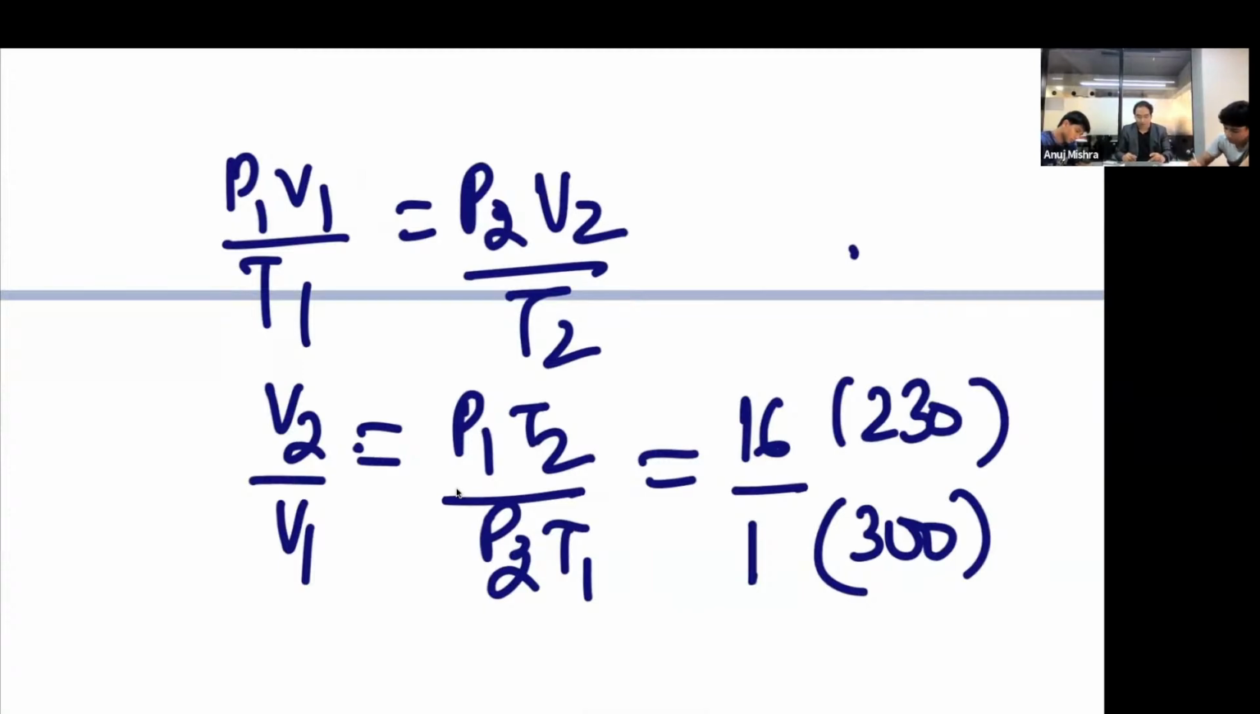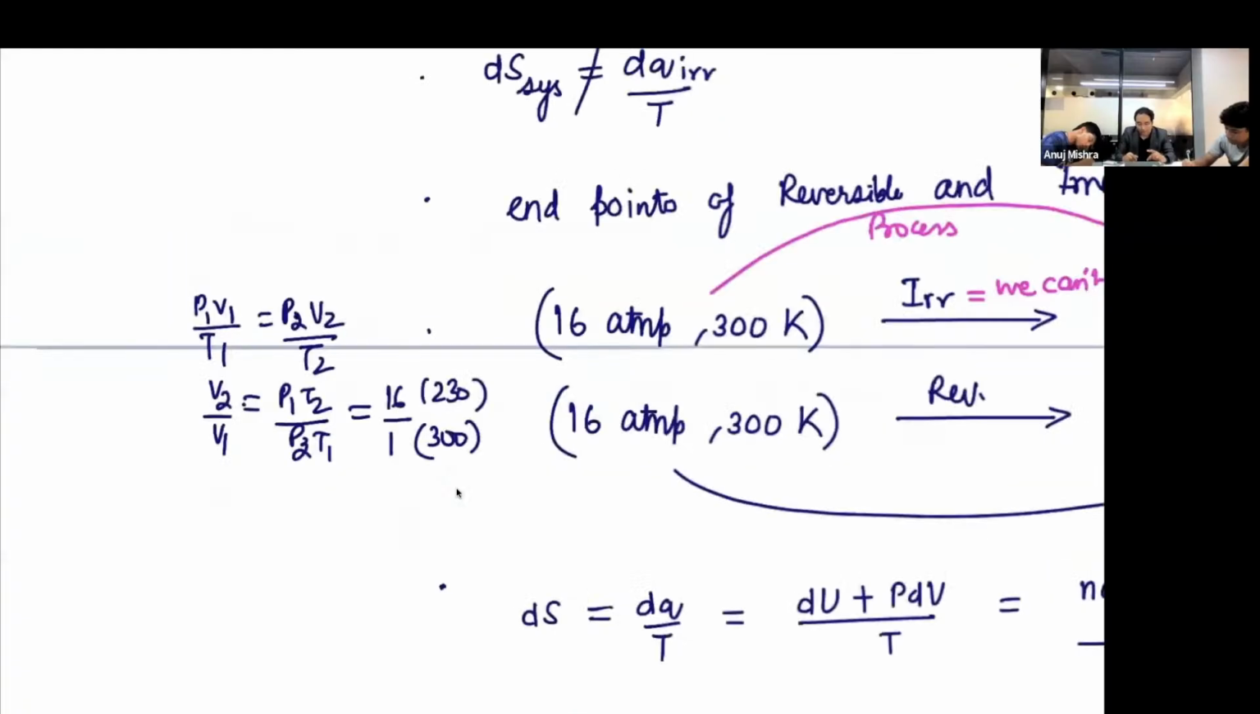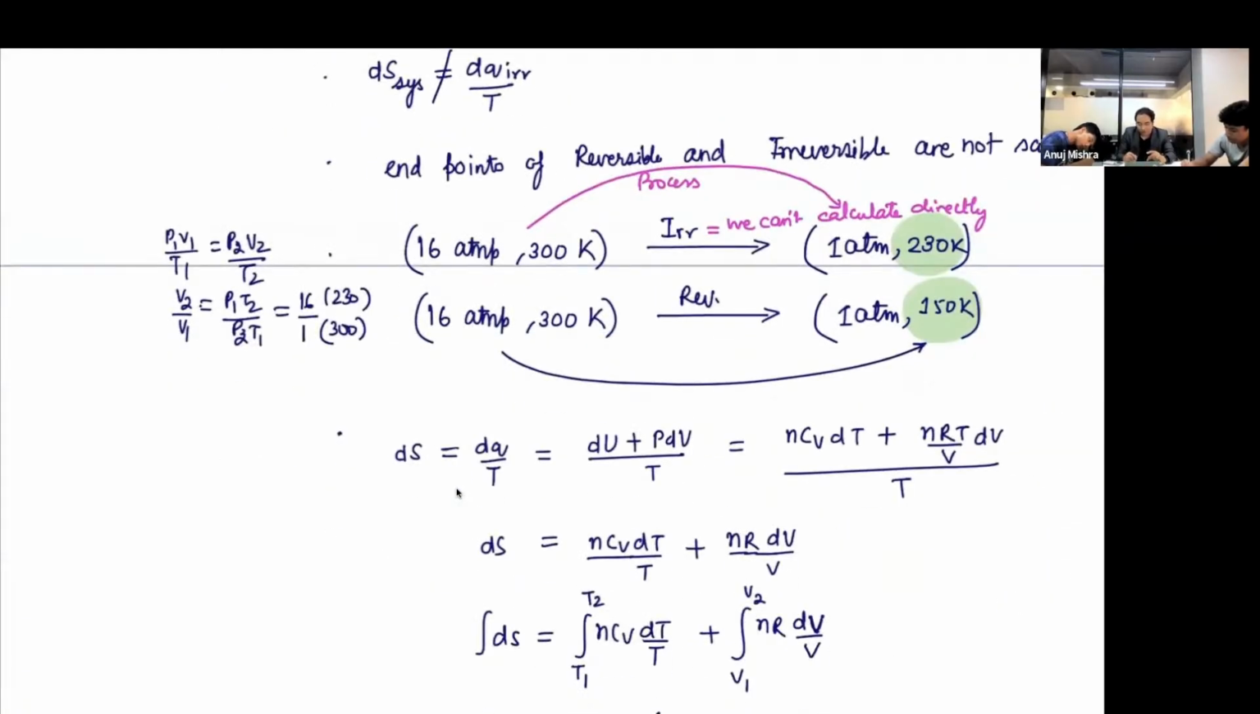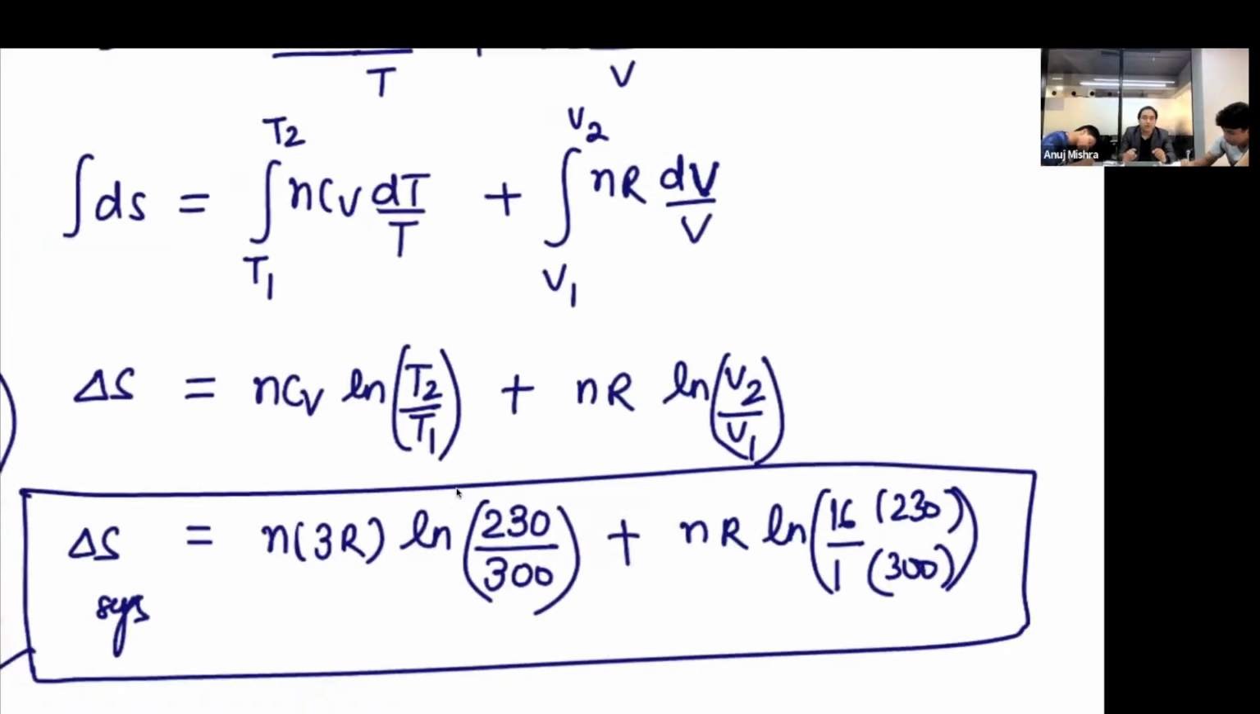अब मेरे को बताओ सबकी वैल्यू पता है. P1 कितना मेरा 16, P2 is 1, T2 is how much? 230, T1 is how much? 300. Please note down all the values. 16 से 1 पे गए, 300 से 230 पे गए. तो values मेरे को सारी पता है. Can I keep this value in terms of V2 by V1 here? Check please. Will that be your answer for delta system?